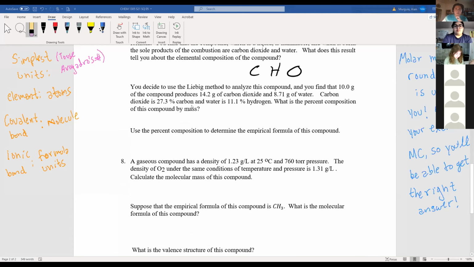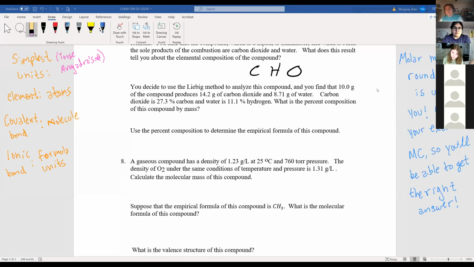So go on to the rest of number 7 here, where you decide to use the Liebig method, I don't know, I don't speak German, to analyze the compound. And you find that 10 grams of the compound produces 14.2 grams of CO2 and 8.71 grams of water, where carbon dioxide is 27.3% carbon and water is 11.1% hydrogen. And it's asking for the percent composition of the compound by mass.